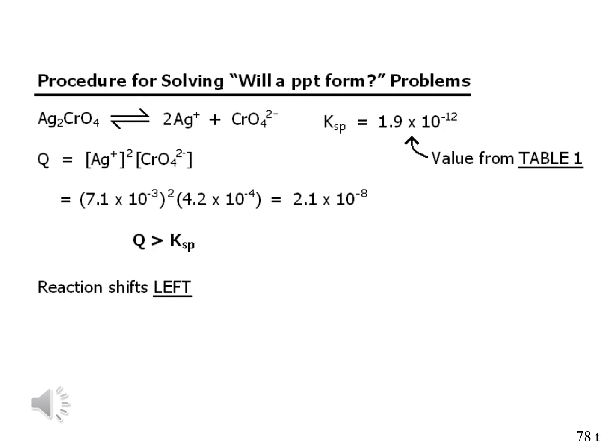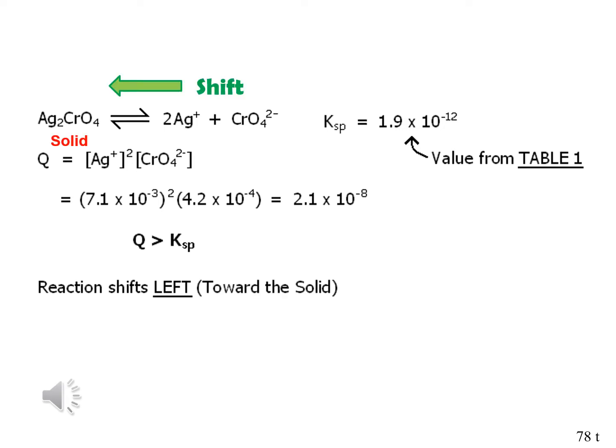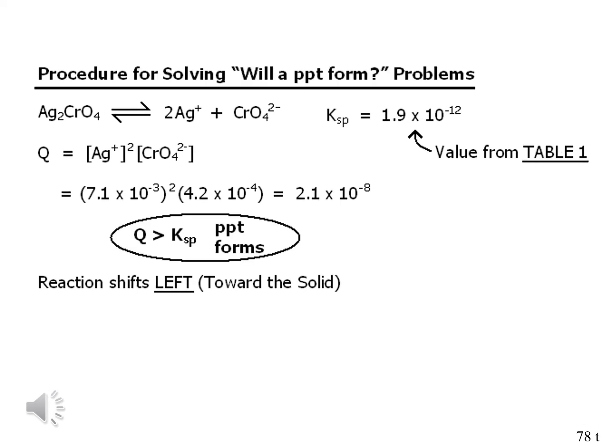So if you do shift to the left, the question is, what's on the left? You're shifting towards silver chromate, which is the solid. If you put in enough ions so that you shift towards the solid, what does it tell you? It tells you that a precipitate, or the solid, is going to form. That's how you know, by comparing Q and K.